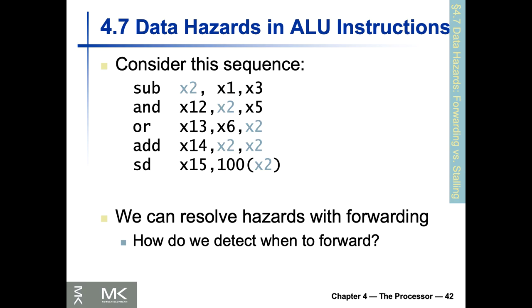Okay, so for instance, let's consider a small example. We have a SUB, an AND, an OR, an ADD, and an SD, for which all of them use X2. Definitely there are some hazards there. So let's see how we're going to detect those hazards, and then later on let's see how we're going to use forwarding in hardware in order to optimize our implementation.